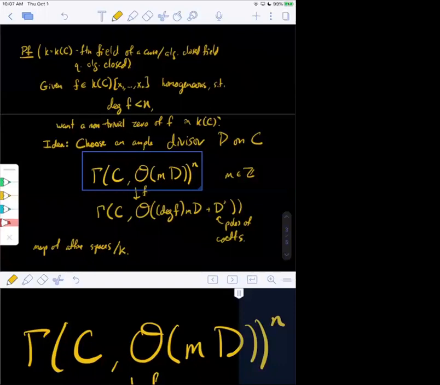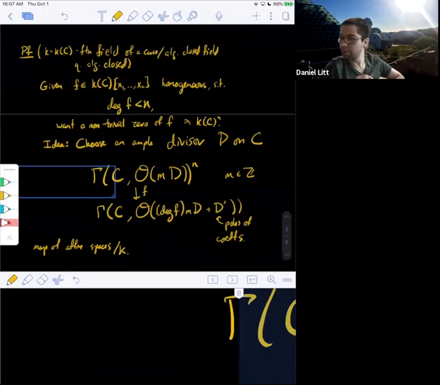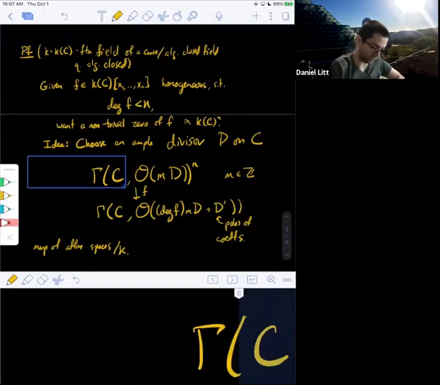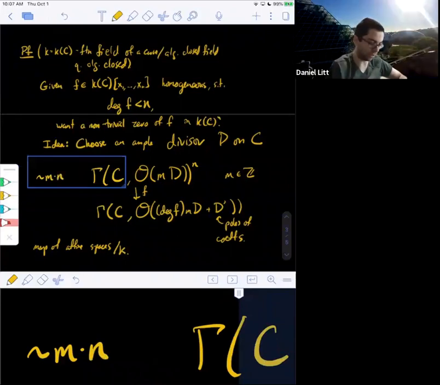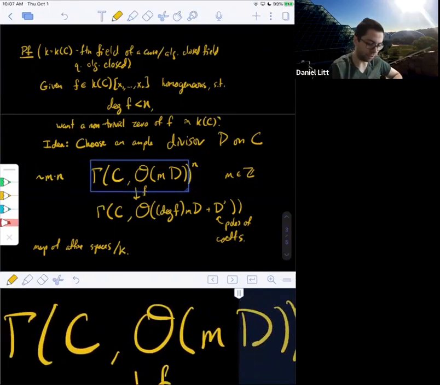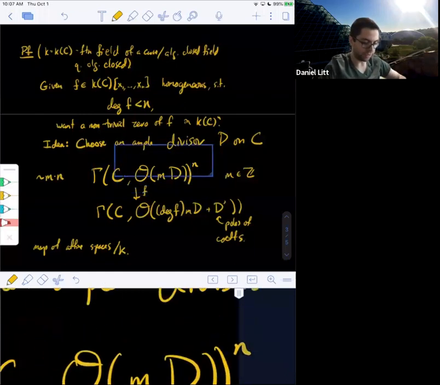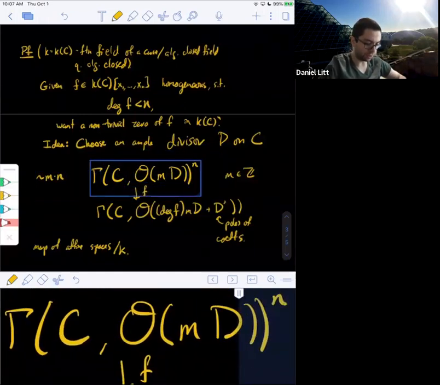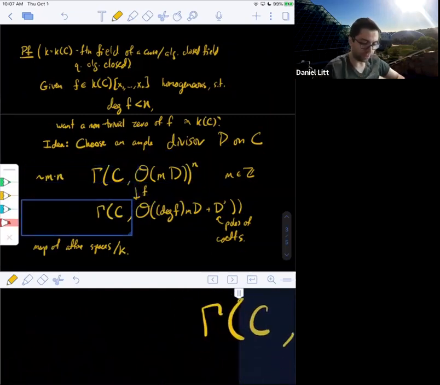I guess it's a linear function. Yeah, so linear in what? In m. Yeah, that's right. So this grows like m times n, up to some constant. That's from the Riemann-Roch theorem. Before you take the nth power, it has slope 1 and grows like m plus some constant. And then we're taking the nth power, so the affine space as a whole grows like m times n. All right. What about this bottom one?